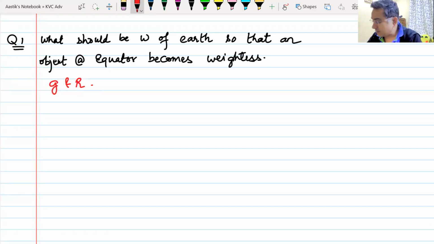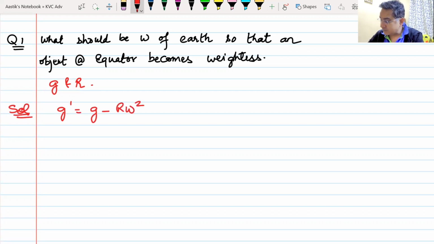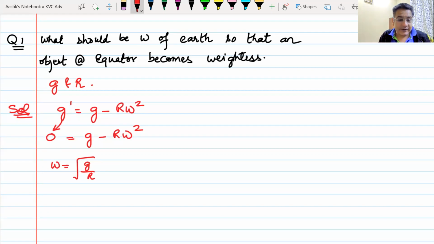So, how do we do this? It is very simple. On the equator, the value of g dash is g minus R omega square. For anything to become weightless, the value of g dash should become equal to 0. So that will be equal to this, and omega will be equal to root over g by R, and that is the answer we were looking for. Do we understand this? Yes, sir.